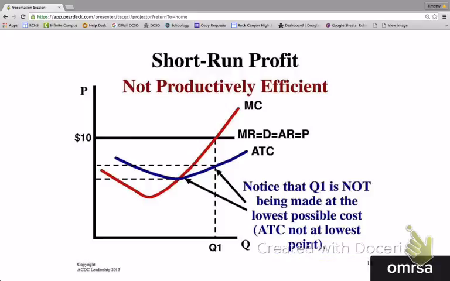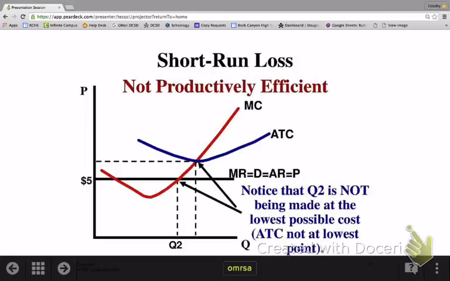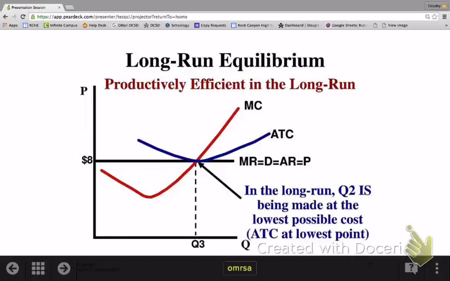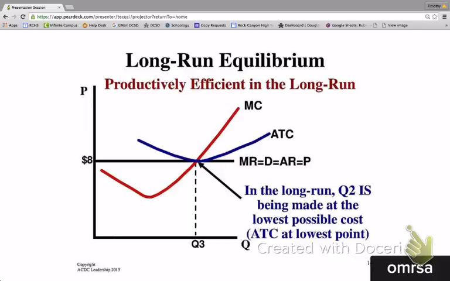So notice that in the short run, where profits are being made, at Q1, it's not being made at the lowest possible cost, because average total cost is not at its lowest point. So in the short run, it's not being efficient. So there's no productive efficiency in the short run under perfect competition. Notice that quantity 2 is not being made at the lowest possible cost because ATC is not at its lowest point. But in the long run, quantity 2 is being made at the lowest possible cost, where ATC is at its lowest point, so in the long run, under perfect competition, we achieve productive efficiency.